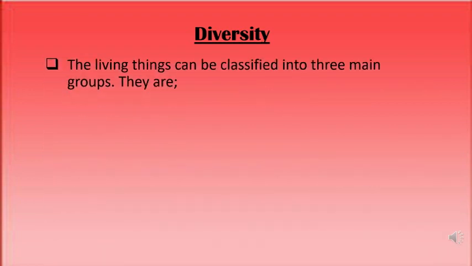The living things can be classified into three main groups. Do you remember what they are? Yes, you are right. They are plants, animals, and fungi. These are the three main groups that living things are classified into.